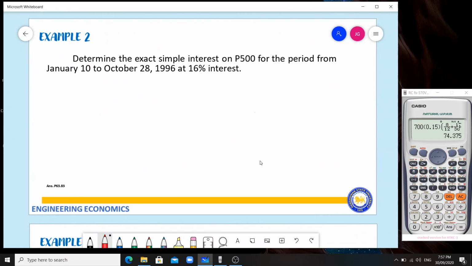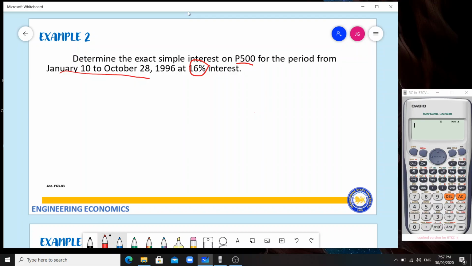Determine the exact simple interest on 500 pesos for the period from January 10 to October 28, 1996 at 16% interest. Ayan. So, meron tayong given. Ang given natin is si 500 pesos. Itong time frame na to. And then si rate. Ayan.